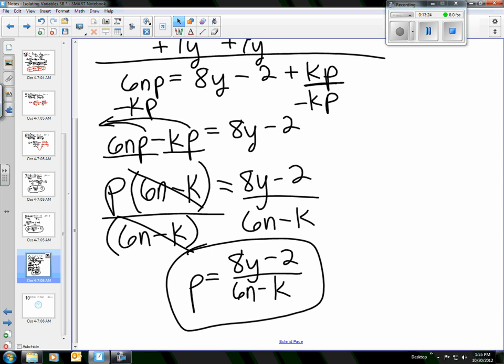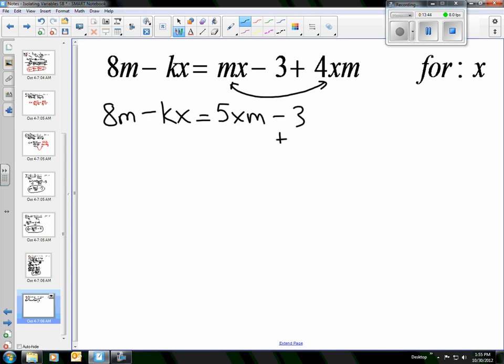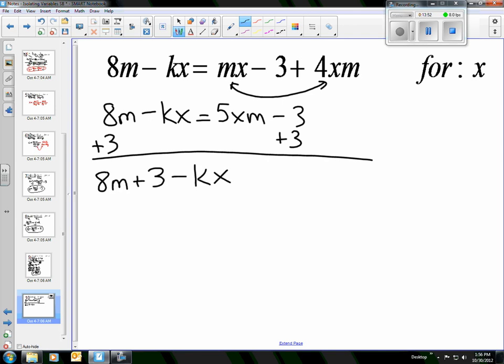And then lastly, we have, in this example, solving for x. And again, we want to combine like terms here wherever we can first. So mx plus 4xm would be 5xm. And we want to get rid of the negative 3 on the right side. So we're going to add that 3 over. So we have 8m plus 3 minus kx equals 5xm.